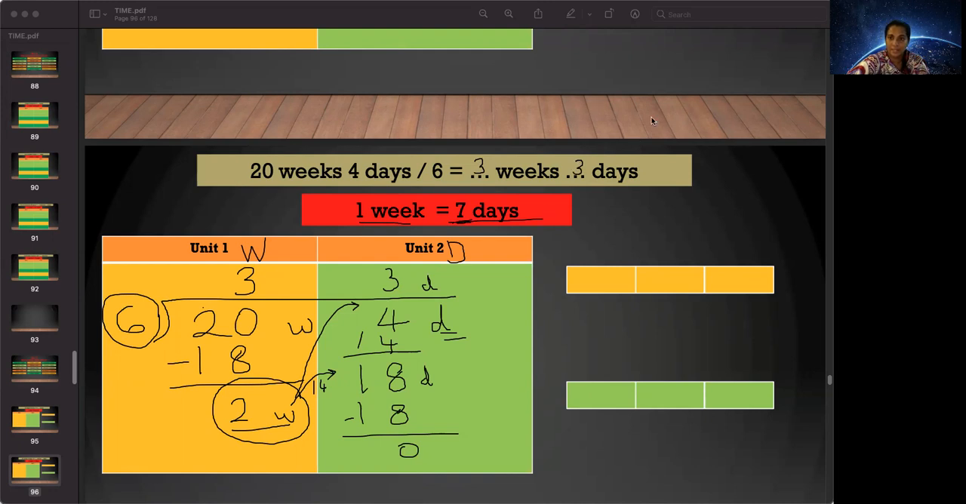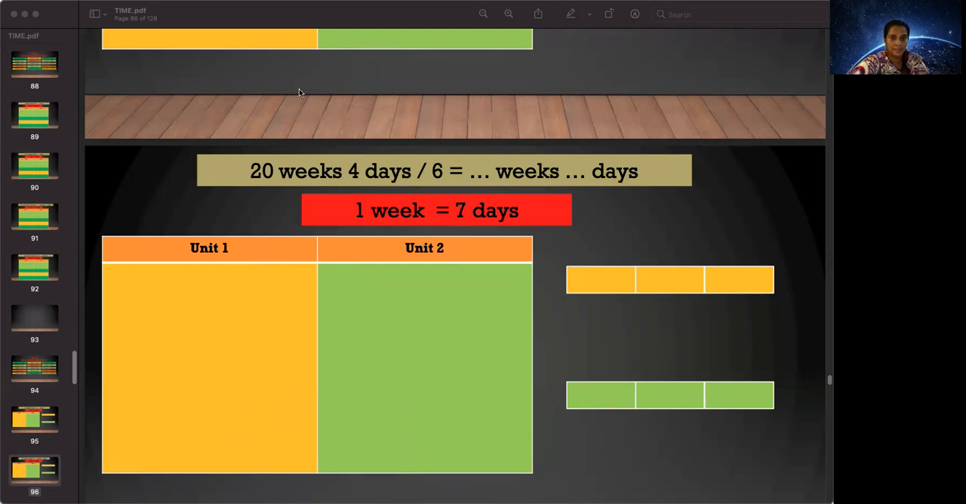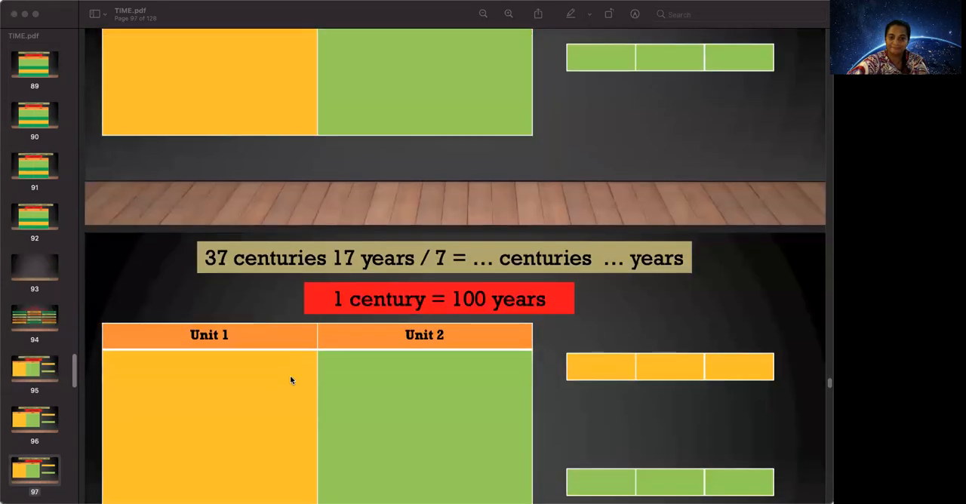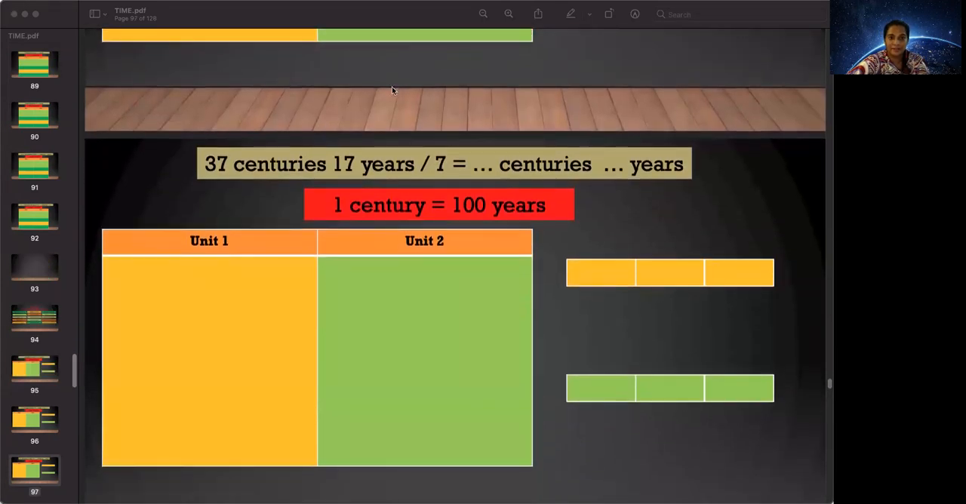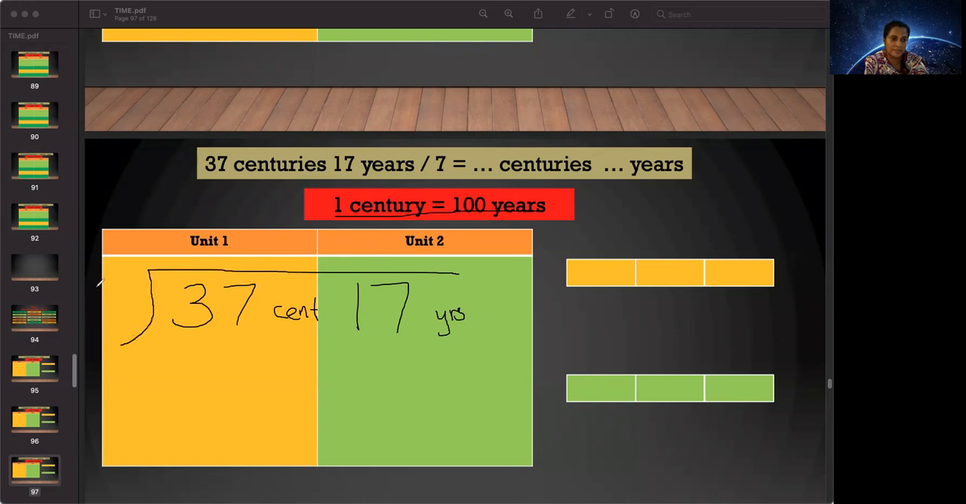All right. So now with that done, let's look at another division question. Over here we have 37 centuries, 17 years, divide by 7. So conversion is 1 century is equivalent to 100 years. Remember that. So I would write 37, and just to help me remember, I would still put down the unit century, and over here 17, and I'll put the unit down years. Okay, and I'm going to divide this with 7.